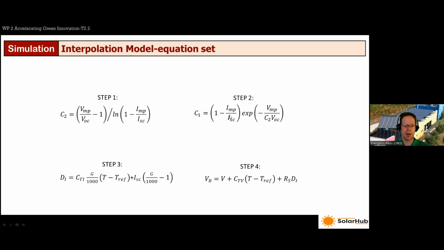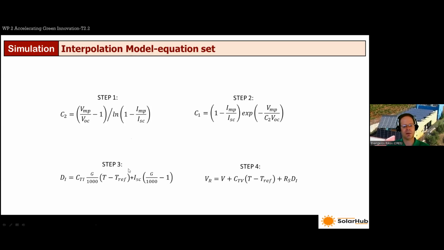In a nutshell, and I won't go into much detail on all the parameters one by one, you have to calculate a specific set of parameters, step by step. You start with parameter C2, which is calculated by this formula using this data, which are all known. In the second step, you calculate another constant called C1, also based on known parameters and C2.